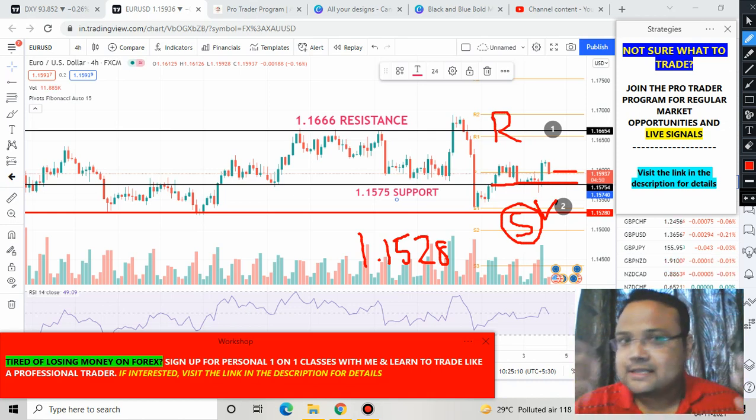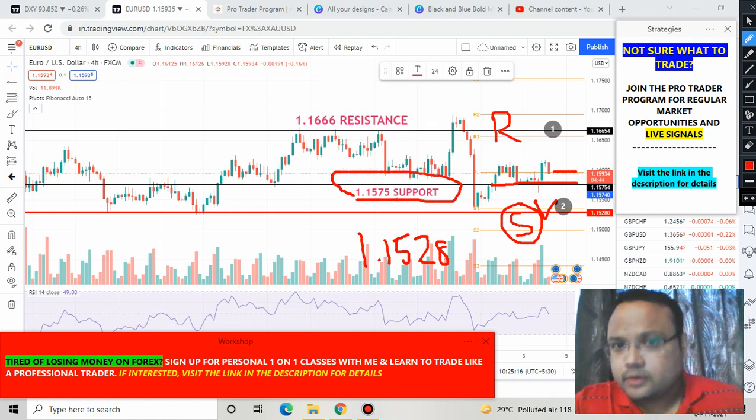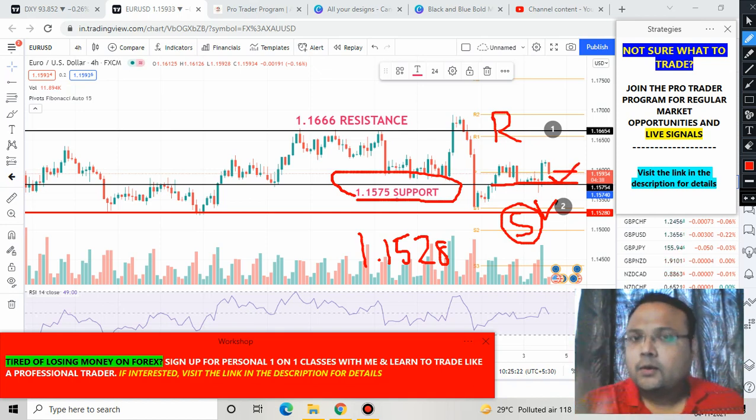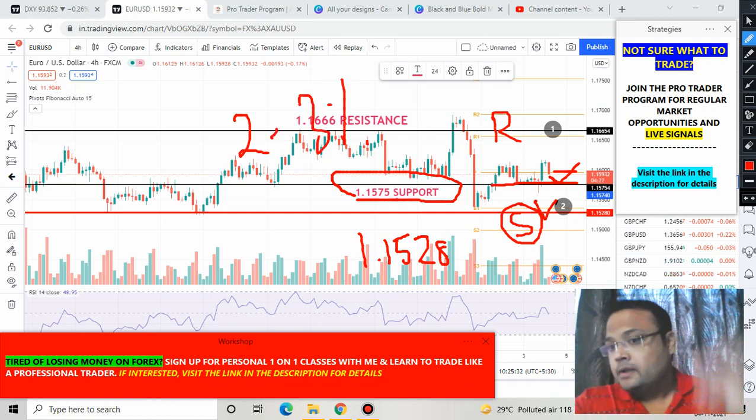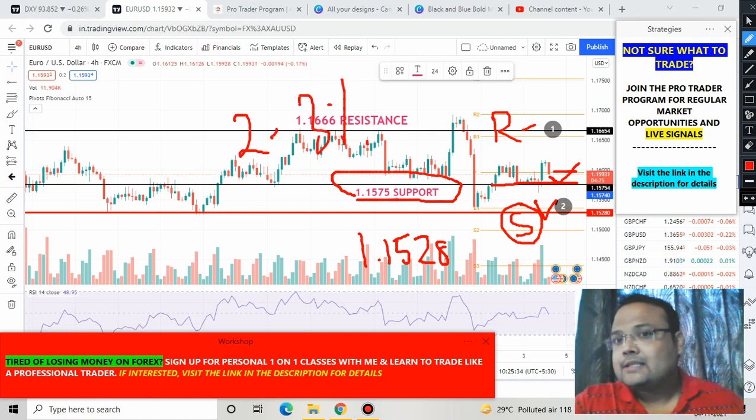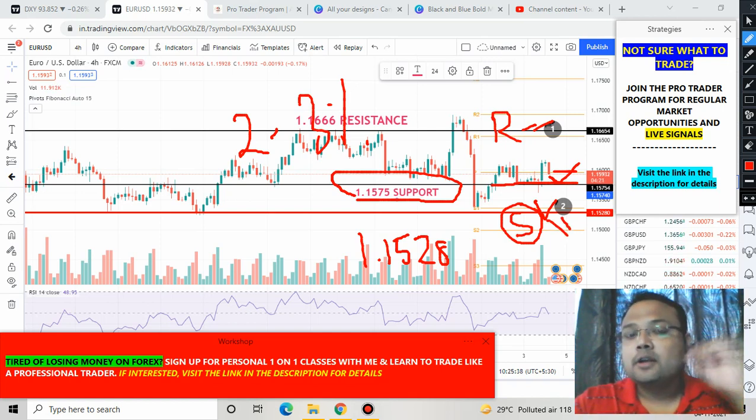But right now you can see that the market is in the middle, and we have a minor support as well at 1.1575. So if the market bounces from this particular support and you want to go for a buy, you can go for a buy. Just make sure that you are following proper risk management. You are not risking more than 2 to 3% of your trading capital, because unlike these two levels, the level in the middle is not a very strong one.